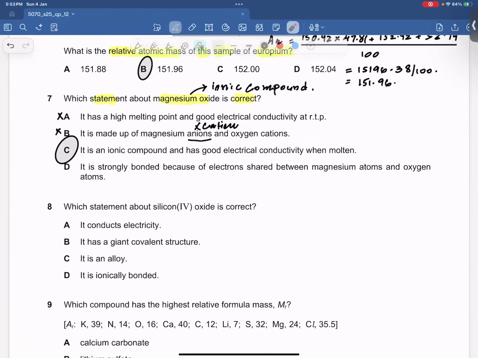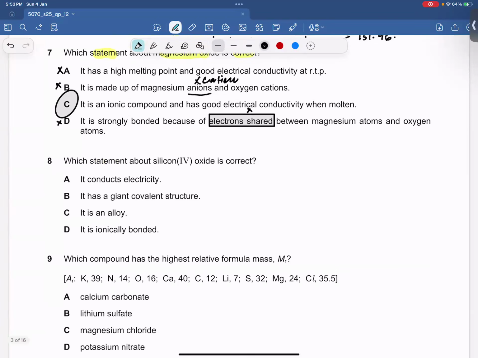Let's talk about the last part. It is strongly bonded because of the electrons shared. In an ionic compound, there is a complete transfer and gain of electrons. Sharing of electrons takes place only in covalent bonds or covalent compounds. Since magnesium oxide is ionic, there will be no sharing of electrons, and which is why D is also an incorrect option. Okay. Question number 8.